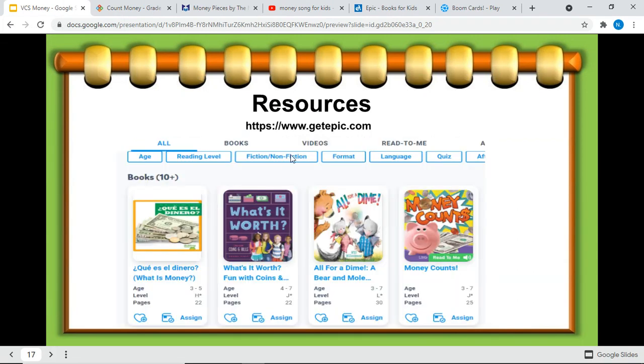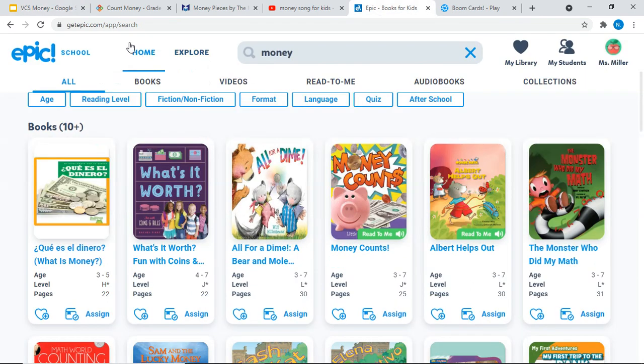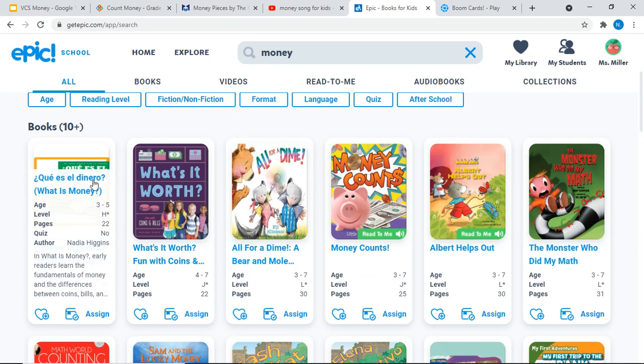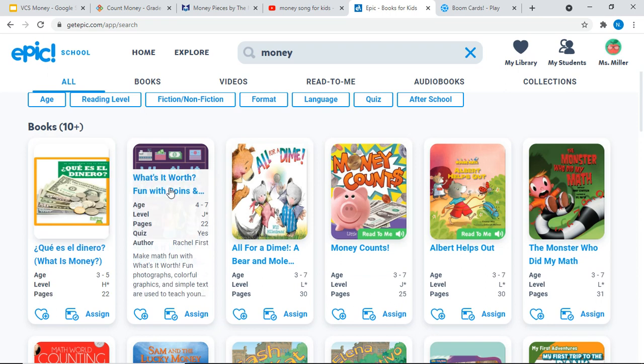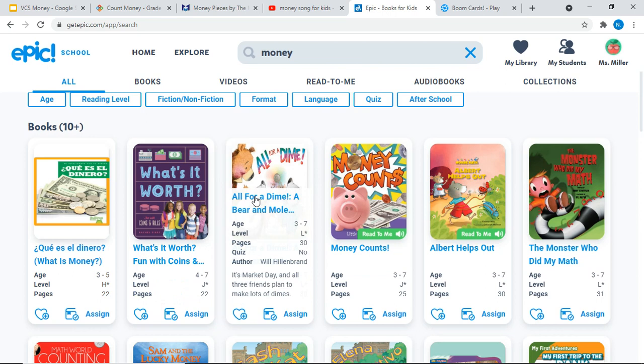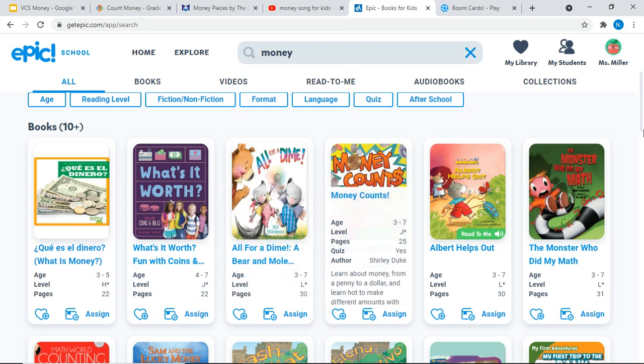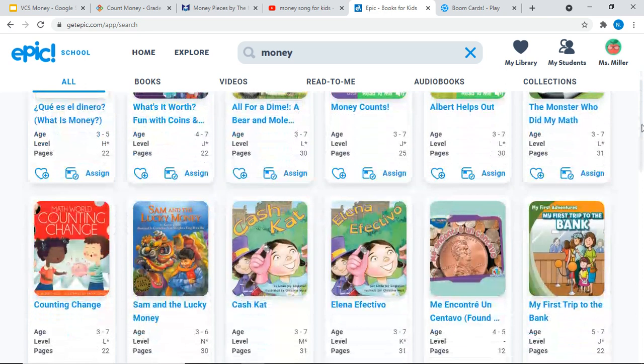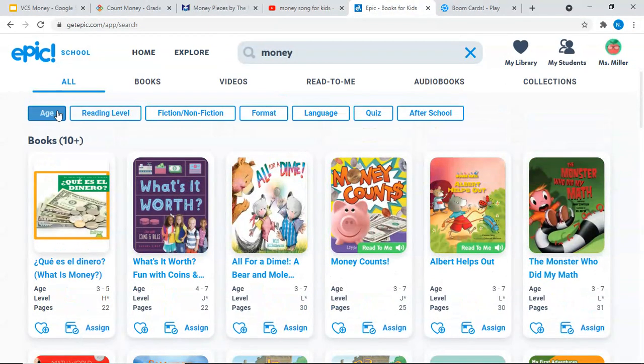You can also go to getepic.com, and there's several read alouds in multiple languages. On Get Epic, you would search money, and here is ¿Qué es el dinero? What is money? What's it worth? If you're talking about the value. All for a dime. Money counts, and so on as you search. And you can sort by age, reading level, fiction, nonfiction, the format, and language.